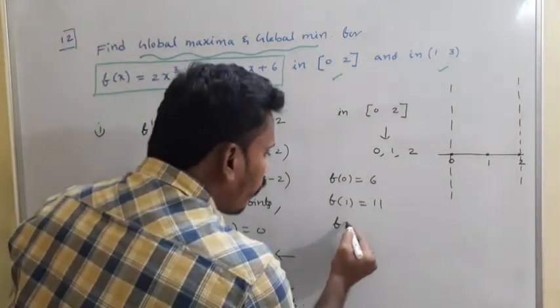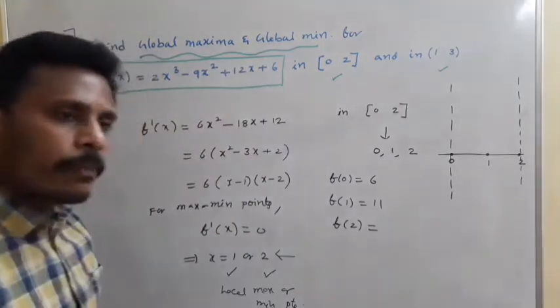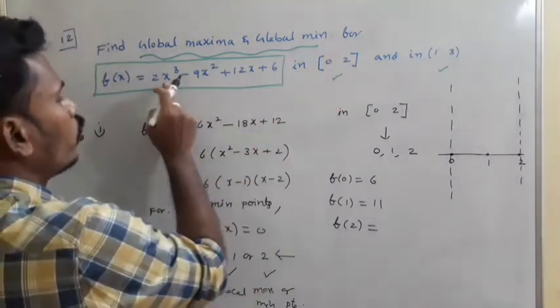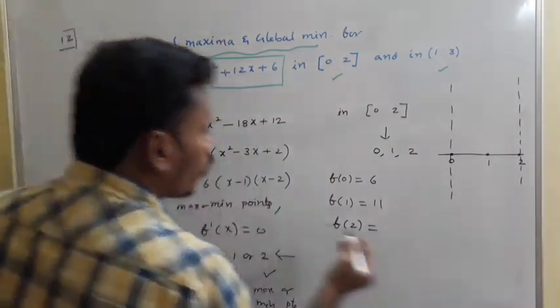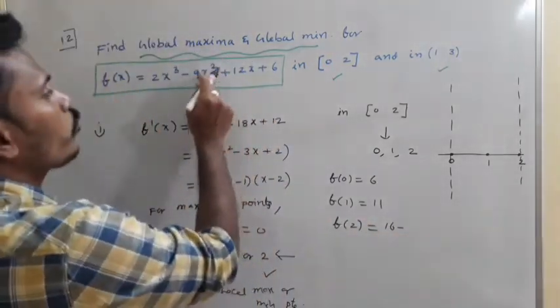Then what about f(2)? We need to replace x with 2. We need some calculation, right? 2 cubed is 8, 8 twos is 16, minus 2 squared which is 4.